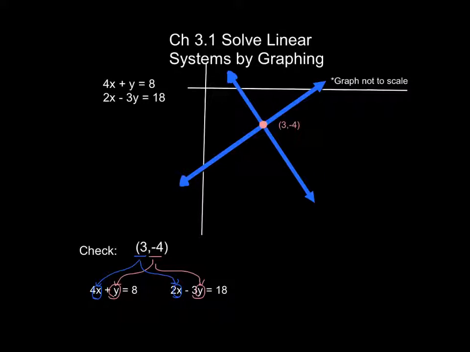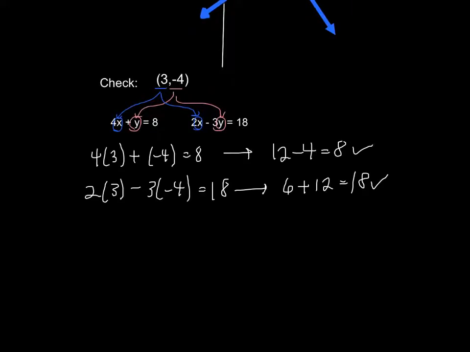And now we can check this algebraically by plugging it back into our system, as you can see here. We can see that yes, this is a solution of our equation, and therefore (3, negative 4) is our answer. We solve this by graphing first, and then checking algebraically.